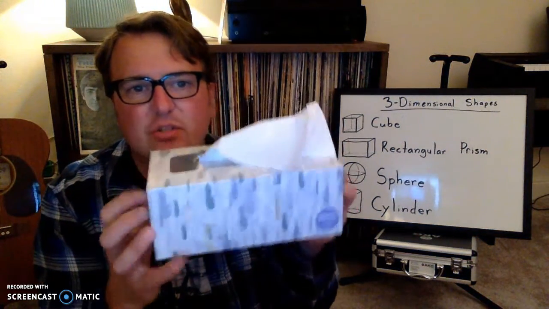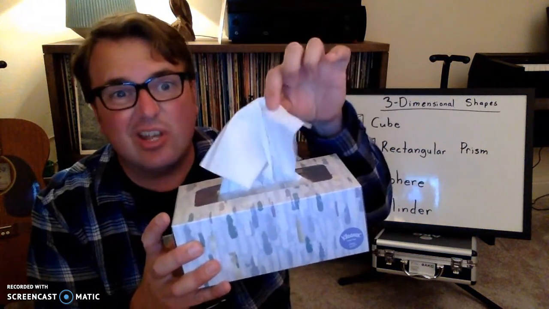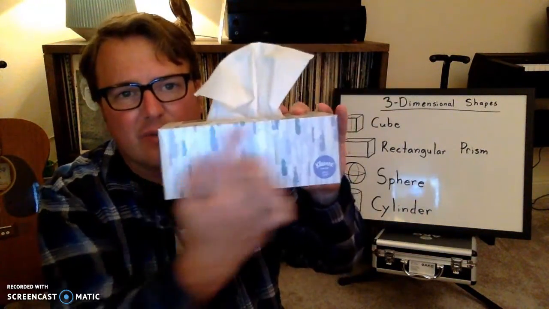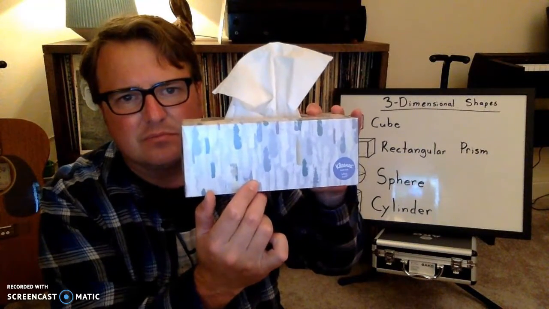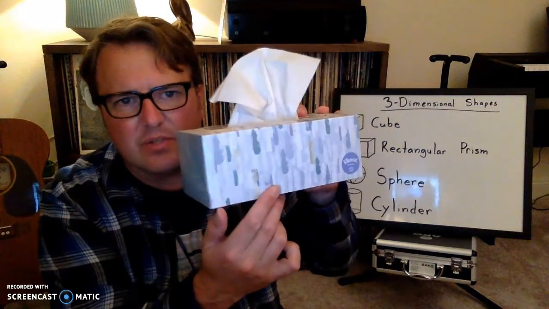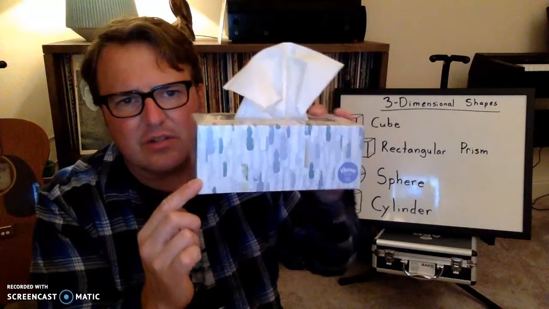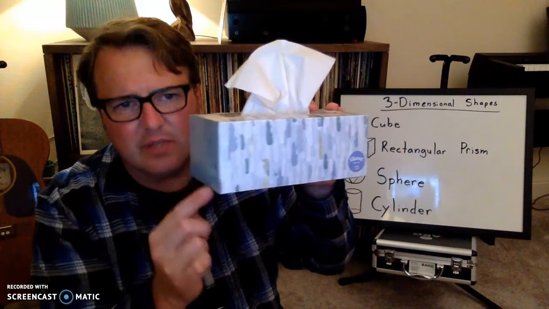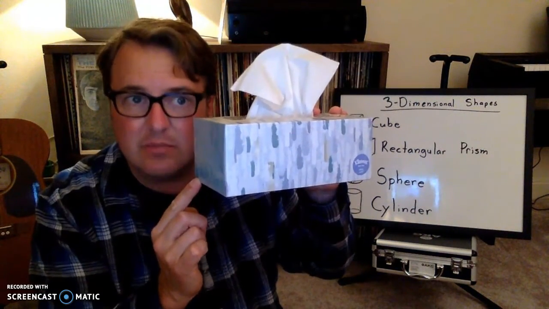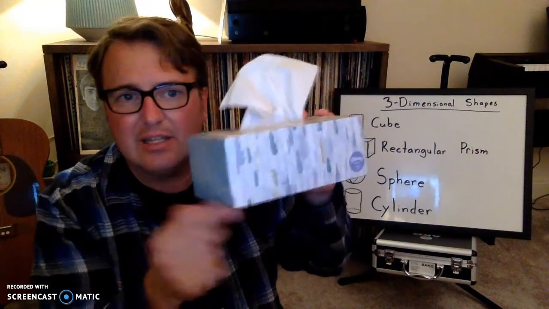Yeah, there's a tissue box. There's a tissue hanging out of the top. It's got a rectangle, right? So it's a rectangular prism. Is it three-dimensional? Let's see. It's wide, high, and if I turn it, does it go back a little bit? Yes, it does. Three-dimensional, wide, high, deep.